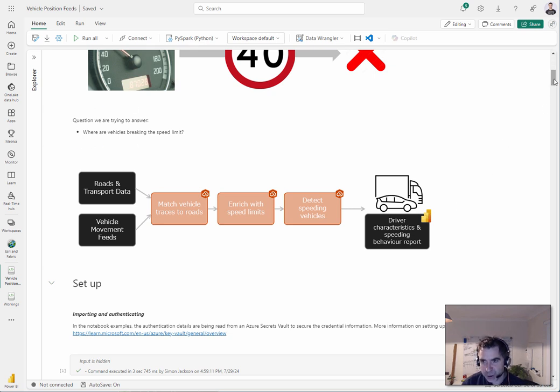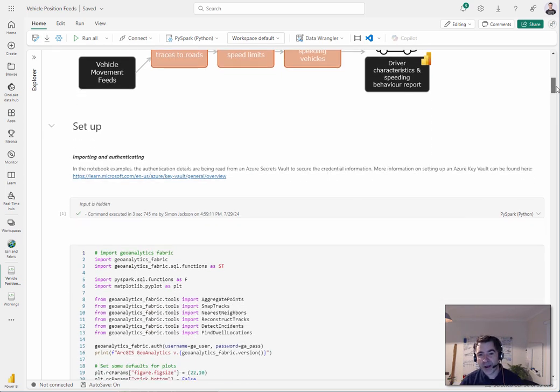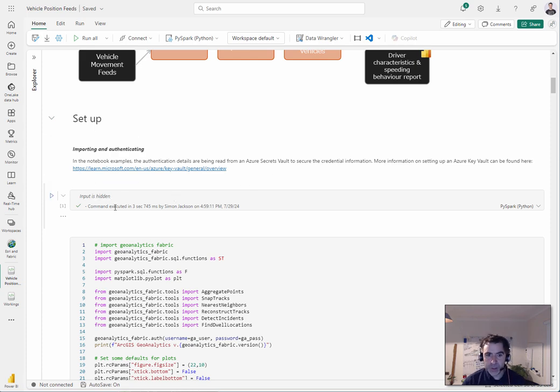And that can start to identify trends in where driving behavior might be, where there's certain patterns, maybe by vehicle or by area or by road type.